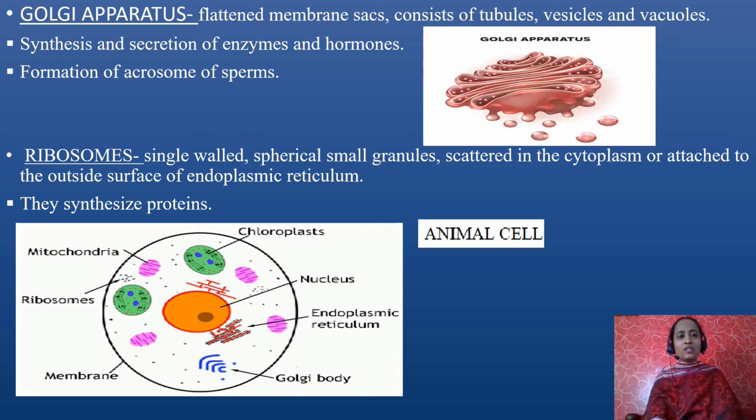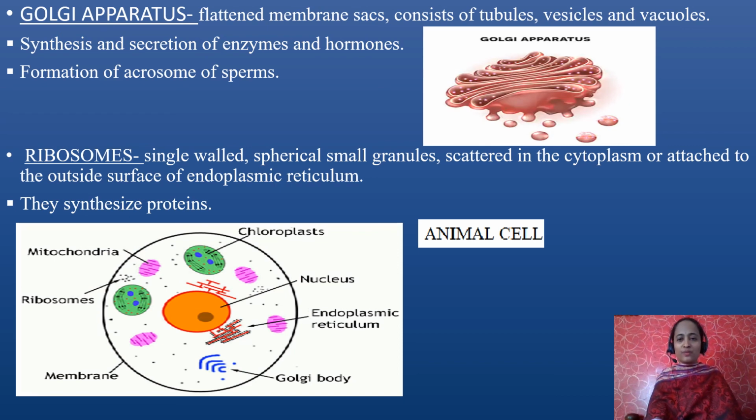Now, it also forms the acrosome of sperm. Sperm is a male gamete. The head region of the sperm is covered by the acrosome. It is one of the layers. This acrosome is formed by the Golgi apparatus. Golgi apparatus forms this acrosome part of the sperm. The head region, the initial region, is covered by the acrosome, and this acrosome synthesis takes place by using Golgi apparatus.